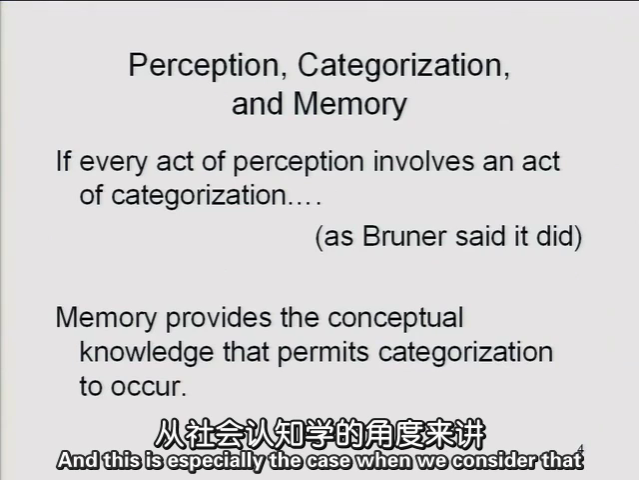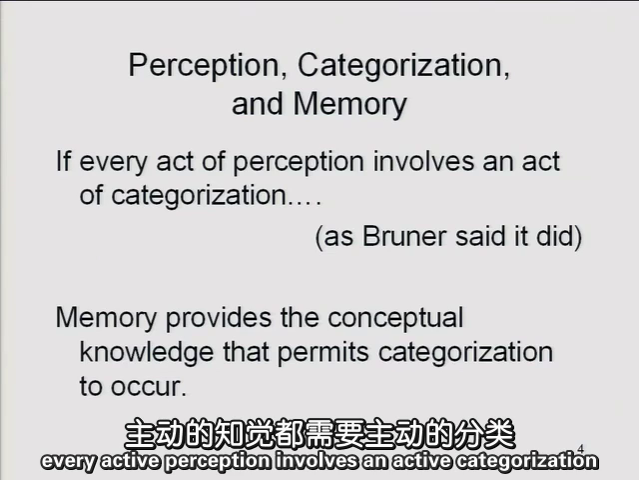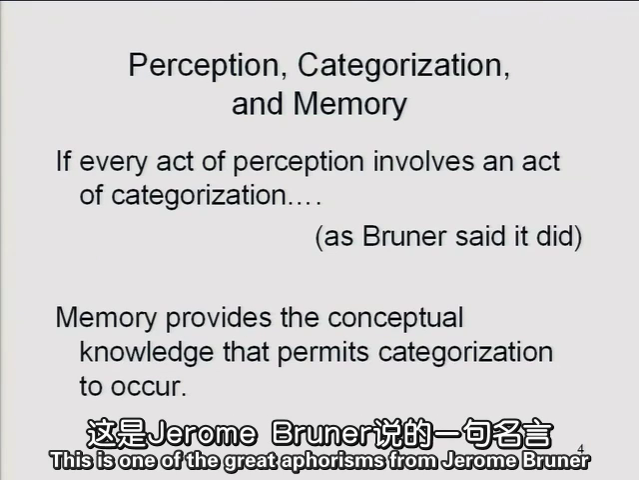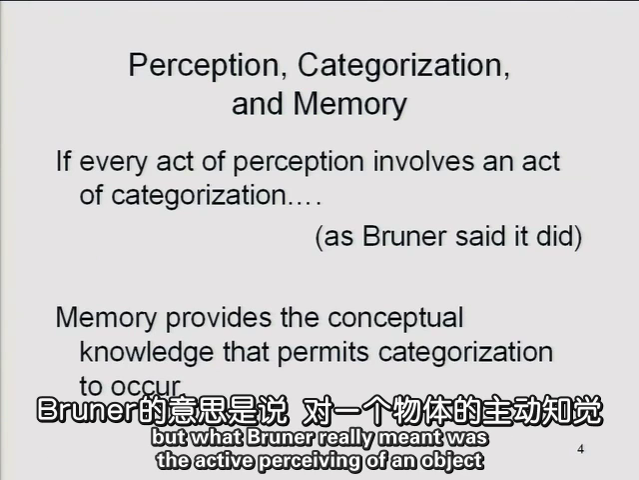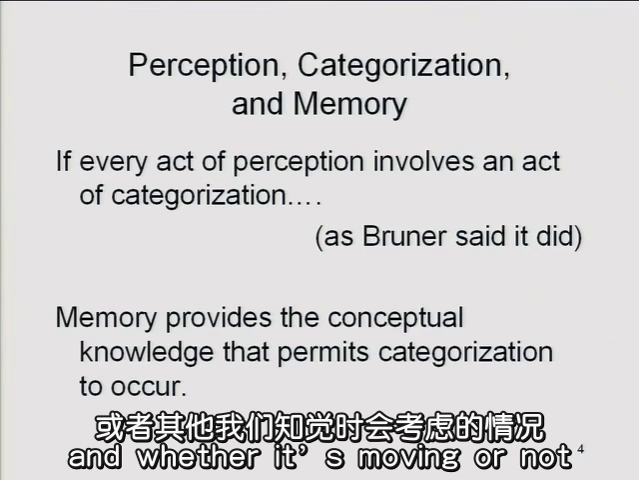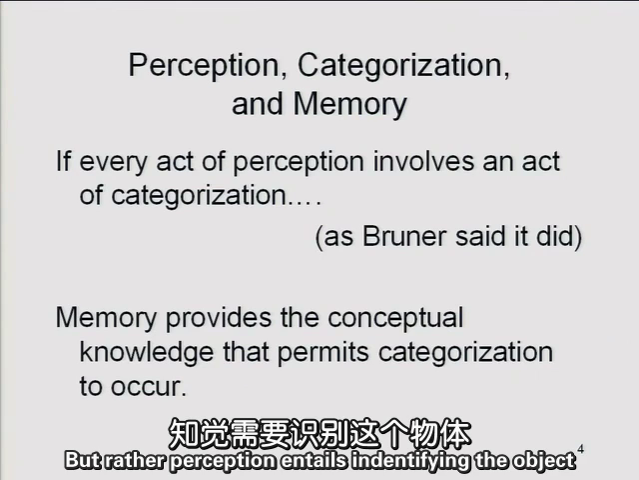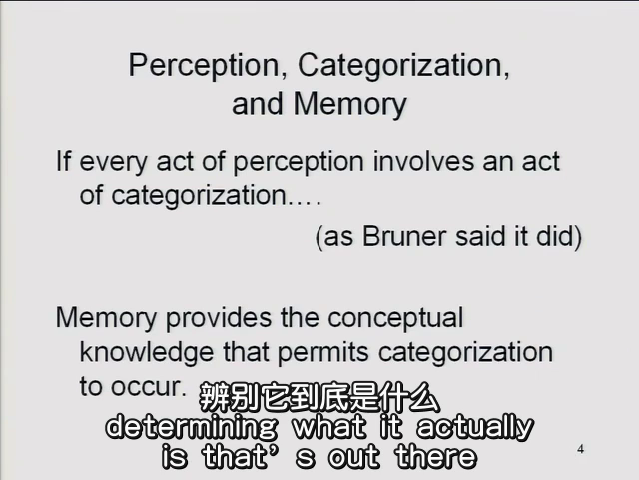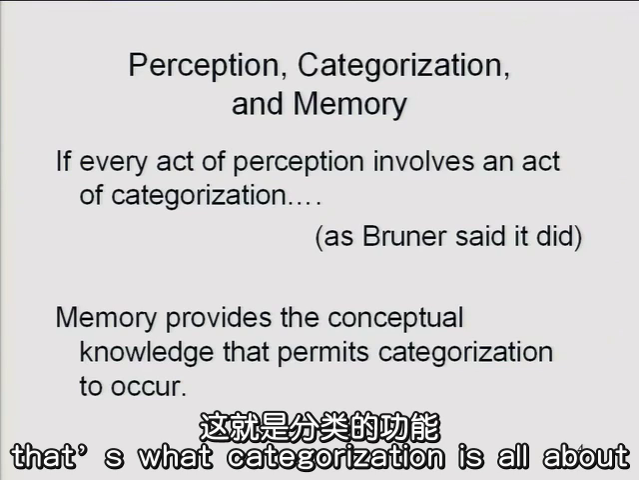And this is especially the case when we consider that from a cognitive point of view, every act of perception involves an act of categorization. This is one of the great aphorisms from Jerome Bruner. It's one of my favorite psychological aphorisms. But what Bruner really meant was the act of perceiving an object isn't complete when we've simply identified its form and its location and whether it's moving or not, the kinds of things that are usually considered when we talk about perception. Rather, perception entails identifying the object, determining what it actually is that's out there, and how it's similar to some objects and different from others. That's what categorization is all about.